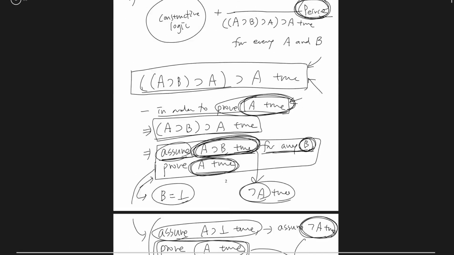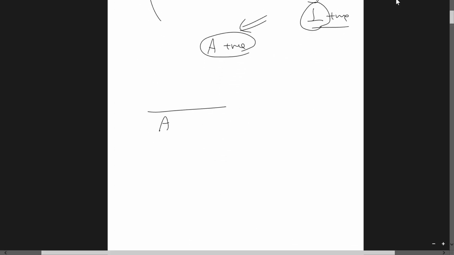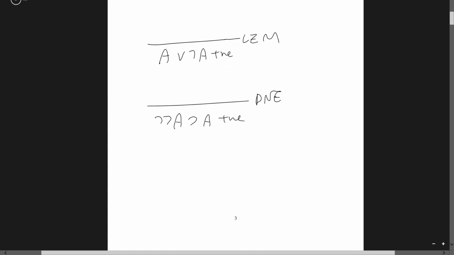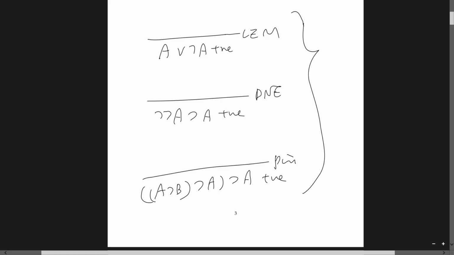And the reason is, in the case of the law of excluded middle, we have A disjunction negation A true. This is the law of excluded middle. And double negation elimination reads double negation A leads to A true. And Peirce law reads A implies B implies A implies A is true. And these inference rules are bad because they destroy orthogonality of the system.